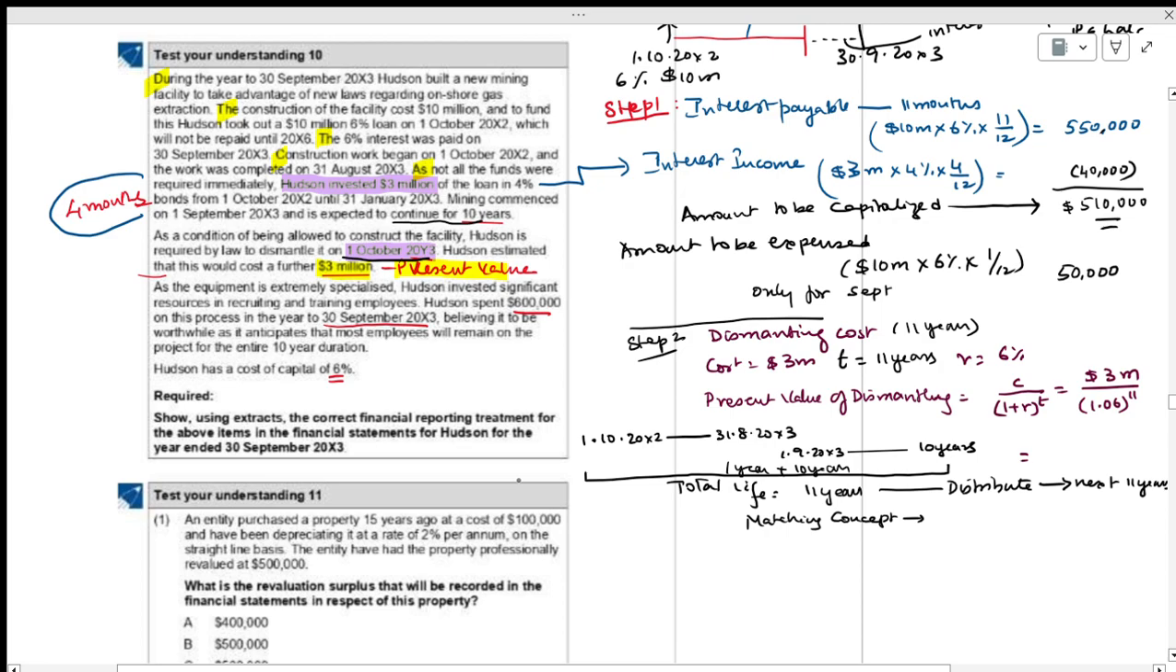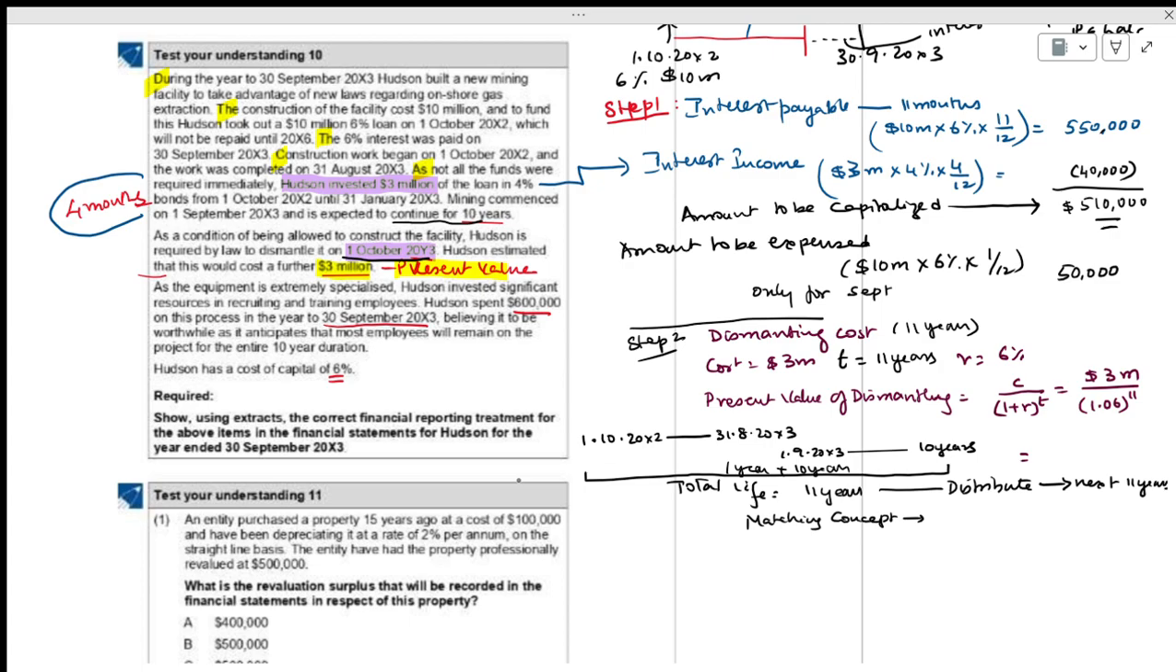Okay. Again I say, you have dismantled. It is 3 million. It is not a small amount. You take the present value. You distribute the present value over the entire project life. How much is there? 3 million divided by 1.06.